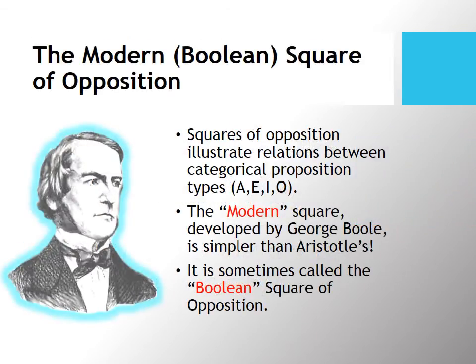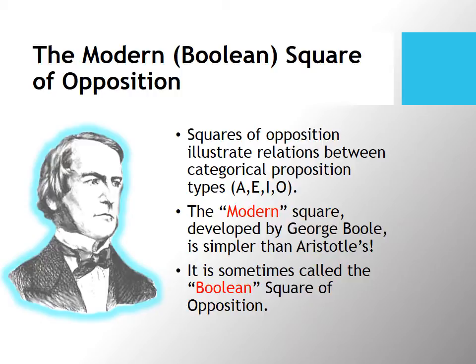First up, we're going to study the modern, sometimes called the Boolean square of opposition. Even though Aristotle developed the earliest forms of categorical logic, and the squares of opposition formulated in the Middle Ages were based on his work, I'm going to cover Boole first because he revises Aristotle's views quite a bit and it makes his square a lot simpler.